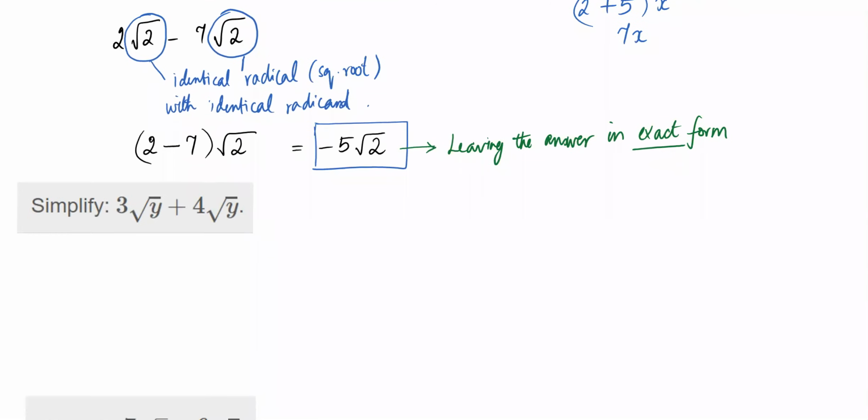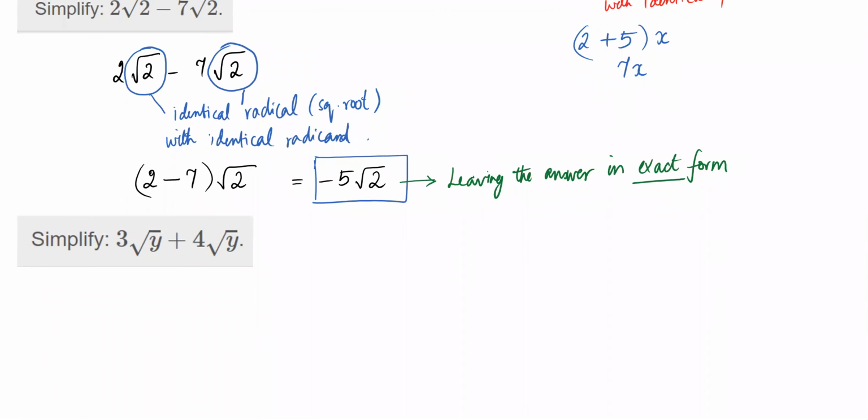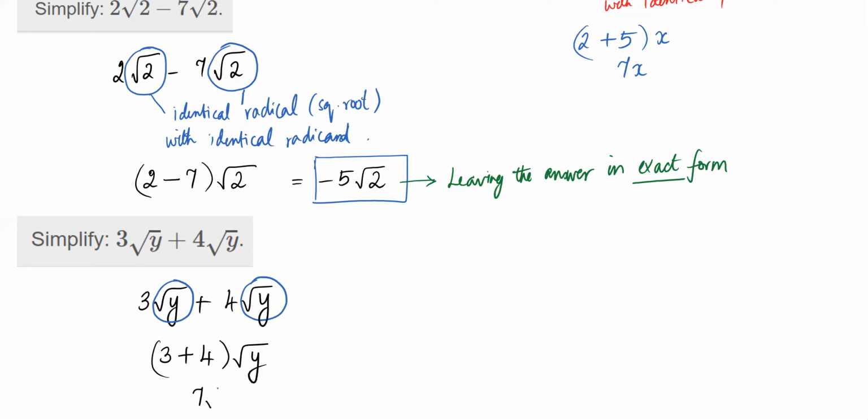Let's try this one. Simplify 3 root y plus 4 root y. Again, focus only on the radicands and the radical symbol. They both look alike. They are exactly the same. They're identical. So now we're free to simply collect the coefficients and attach the square root of y. That comes out as 3 plus 4 is 7 times square root of y. We just attach them. We don't put the times, but you know that they are being multiplied. They're not compatible, so you just have to shove them together, right? Just like we did it with the variables.